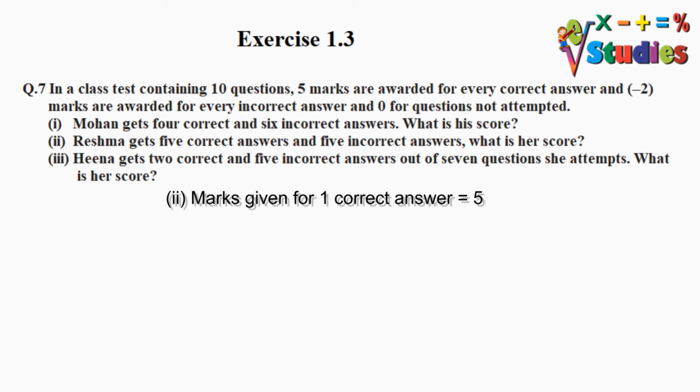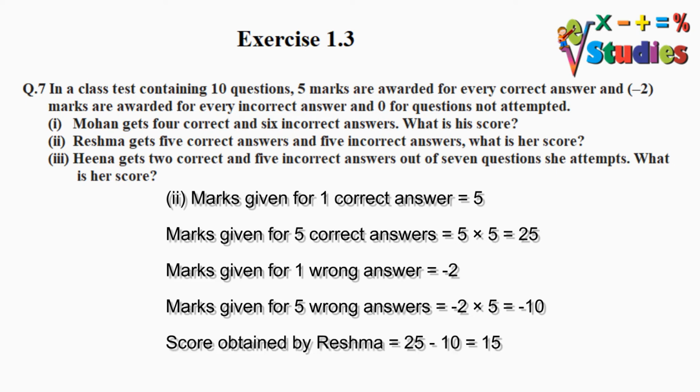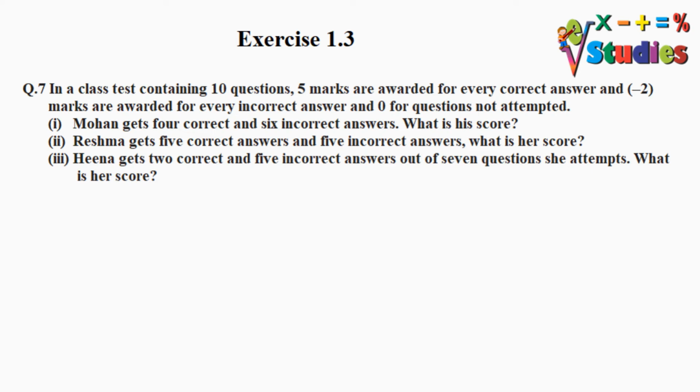Reshma gets 5 correct answers and 5 incorrect answers. What is her score? Here the number of incorrect and correct answers are the same. For the correct answers, Reshma is getting 5 multiplied by 5, which is 25 marks. And for the incorrect answers, she has to lose 10 marks, which is negative 2 multiplied by positive 5. So the total score obtained by Reshma is equal to 25 minus 10, which is equal to 15. Let's discuss the next question.